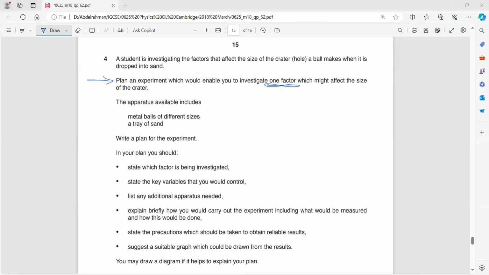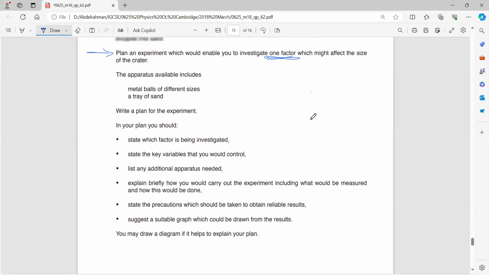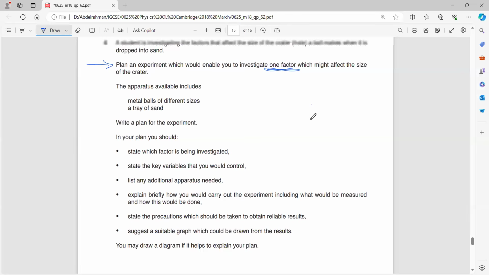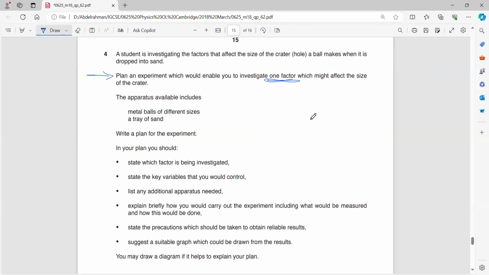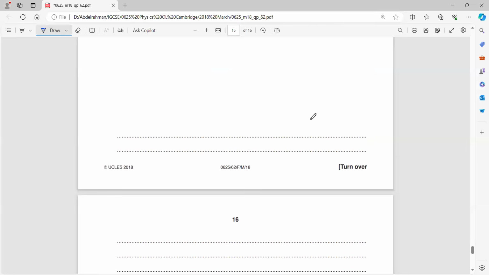Let's choose, for example, the mass of the ball. This is the variable that I will be changing. This is the independent variable in this experiment. What's the independent variable? What's the thing that I will be changing?